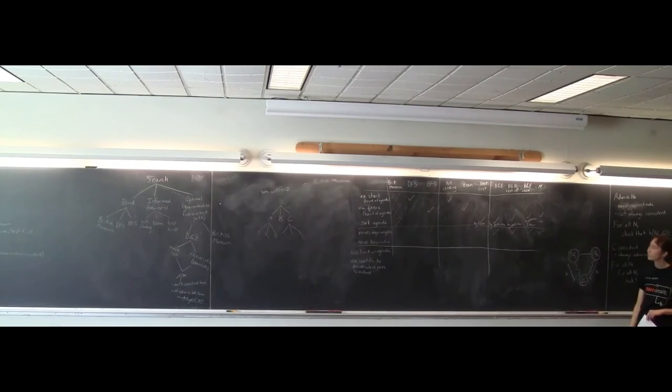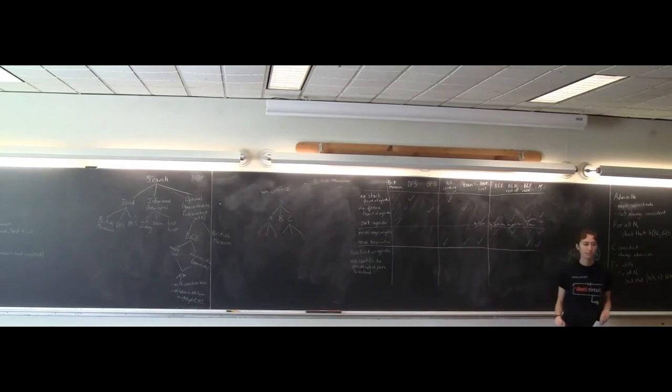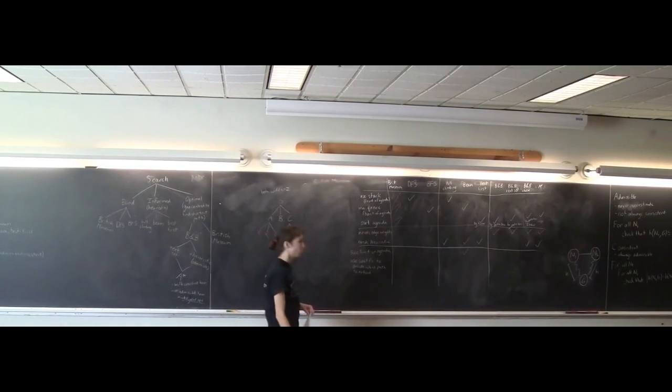All the heuristic ones in the middle? Yeah, exactly. All of these ones that need a heuristic. And branch and bound with a heuristic? Yeah. So everything that explicitly uses a heuristic needs a heuristic, basically. Which of these have a size limit on the agenda? Beam. Beam, yeah. Only.